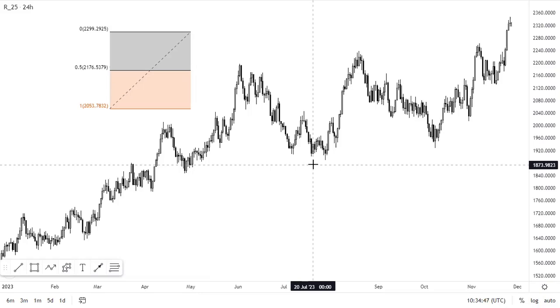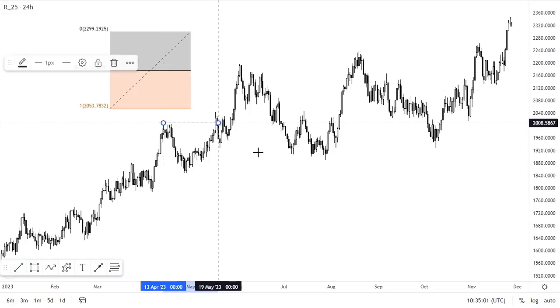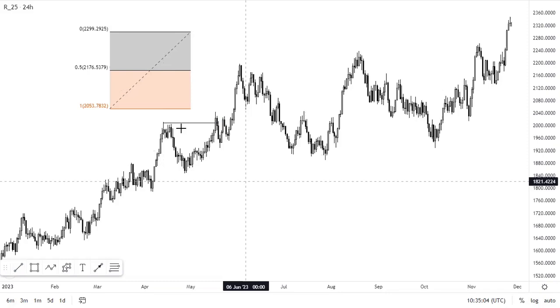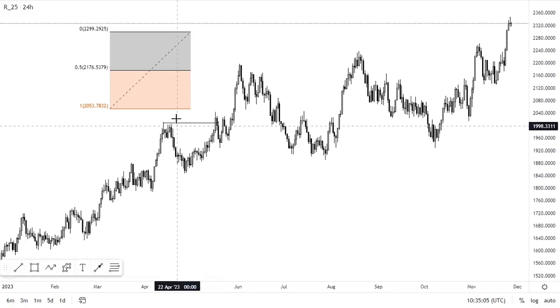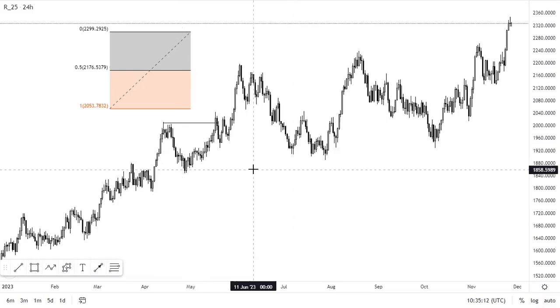So let's get into it. We have our break of structure to the upside here. This is a break of structure to the upside from this swing point. So after this break of structure, we already recognize our structure. So the next thing we would want to recognize is where the liquidity area is.